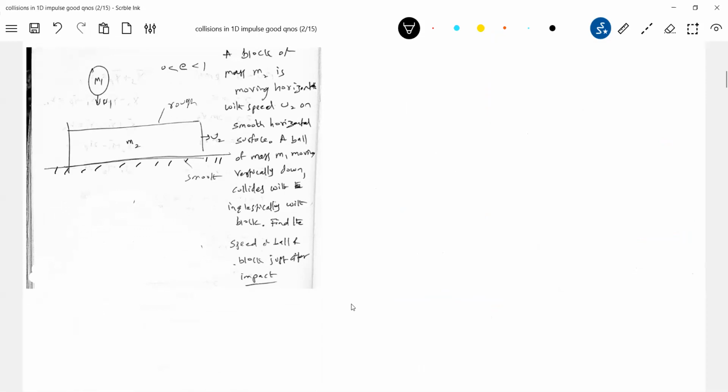A block of mass m2 is moving horizontally with speed u on a smooth horizontal surface. A ball of mass m1 moving vertically down collides inelastically with the block. Find the speed of the ball and block just after impact. And you see it's telling e is between 0 and 1, and the top surface is rough and below is smooth.